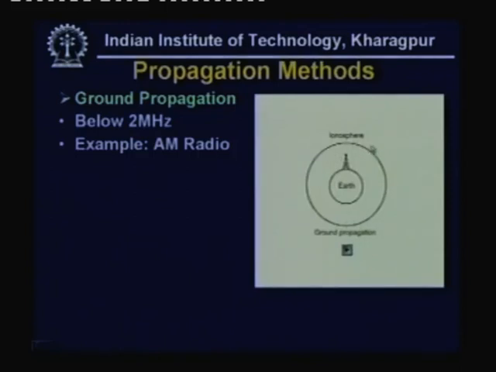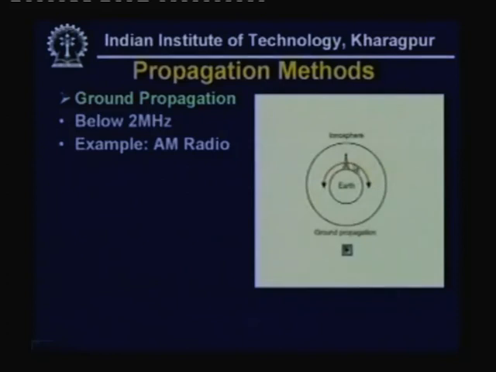So ionosphere will play an important role in some cases, as we shall see, but let us see what happens in case of ground propagation. In case of ground propagation, as you can see, ionosphere does not play any role. So what is happening here? The signal is propagating in all directions, and the signal is hugging the earth. So around the ground the signal is going on. As a result, along the ground it can propagate over long distances.